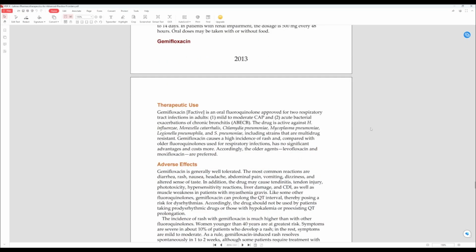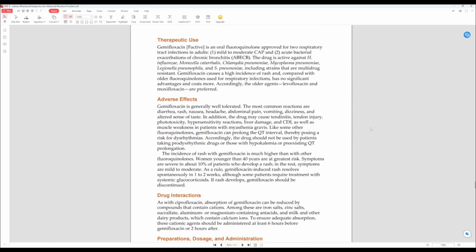Bringing us to gemifloxacin. Gemifloxacin, also known as Factive, is an oral fluoroquinolone approved for 2 respiratory tract infections in adults: mild to moderate CAP, and acute bacterial exacerbation of chronic bronchitis. The drug is active against H. influenza, Moraxella catarrhalis, Chlamydia pneumoniae, Mycoplasma pneumonia, Legionella pneumophila, and S. pneumoniae, including strains that are multi-drug resistant.